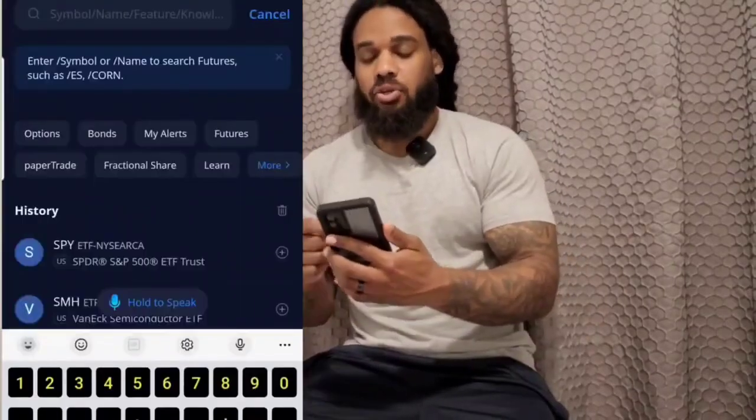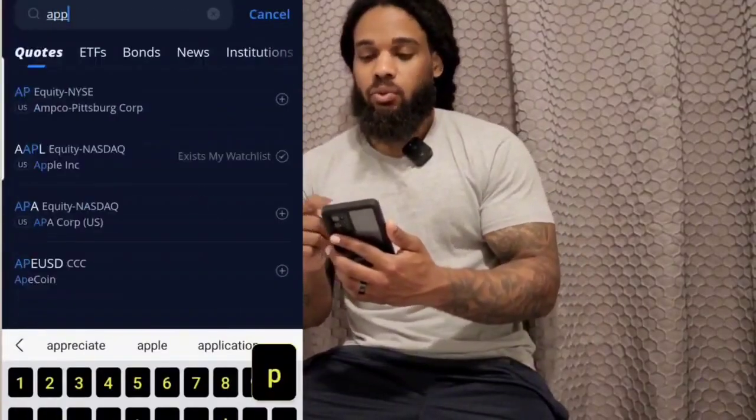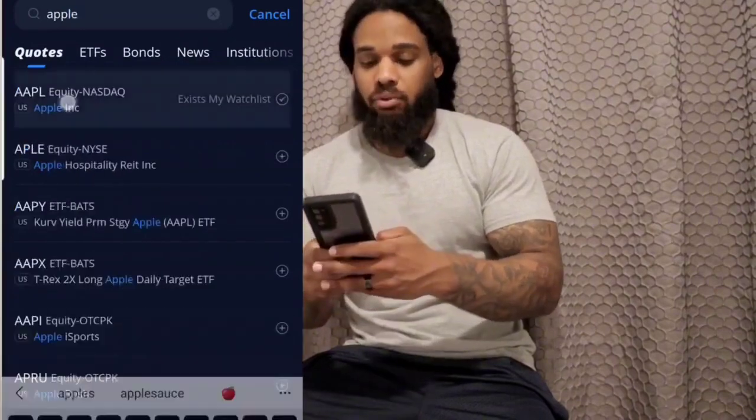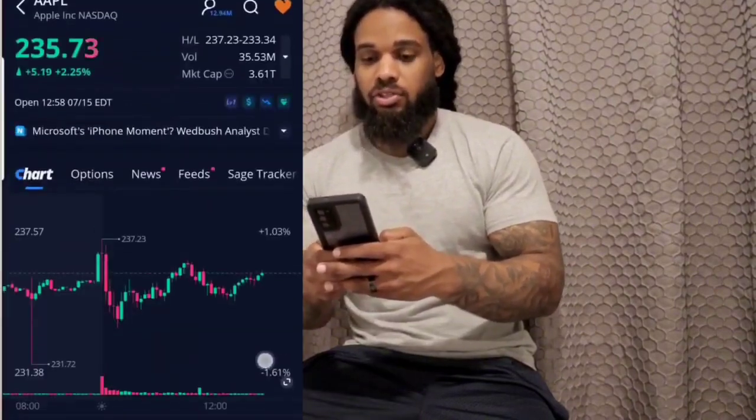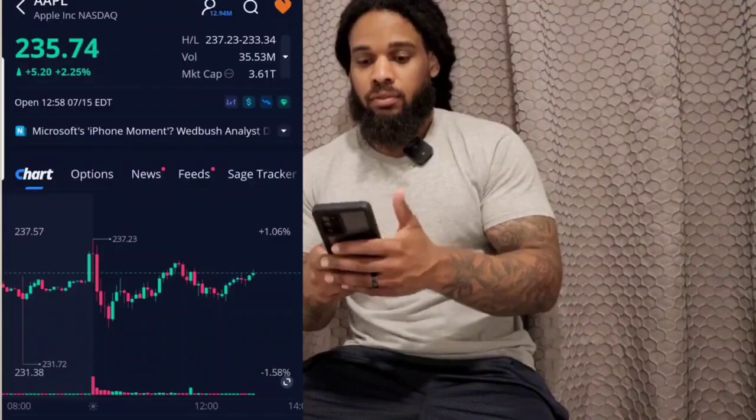Let's talk to you guys about how to trade options for beginners on Webull. All right, so the first thing that we're going to do is look for the stock that we're going to trade. In this case, we're going to do Apple for the example. So we're going to come right in the search section and type Apple.